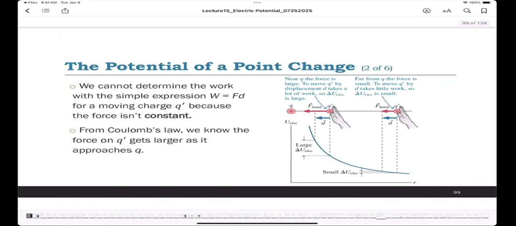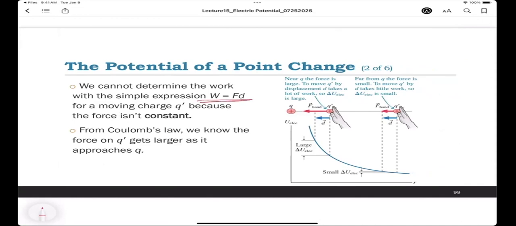And we cannot determine the work with the simple expression, this one, for a moving charge Q dot, because the force isn't constant. You can see the force from here to here is not constant. From Coulomb's law, we know the force on Q dot gets larger as it approaches Q, because it has an opposite force.